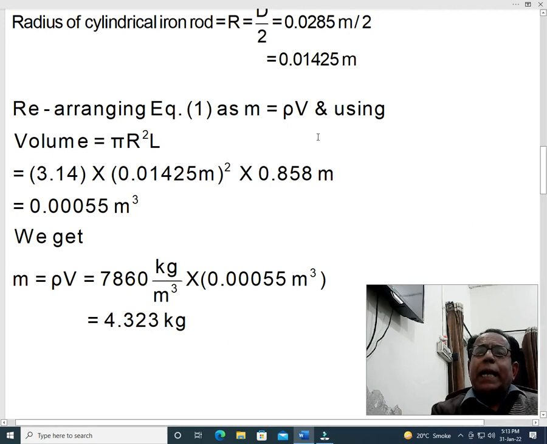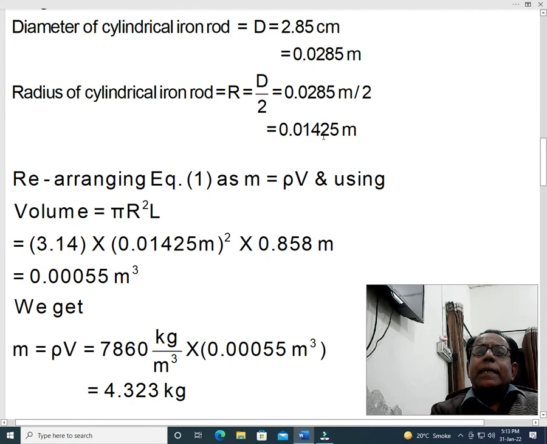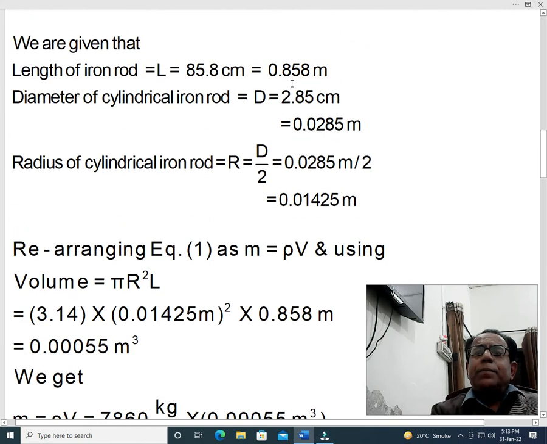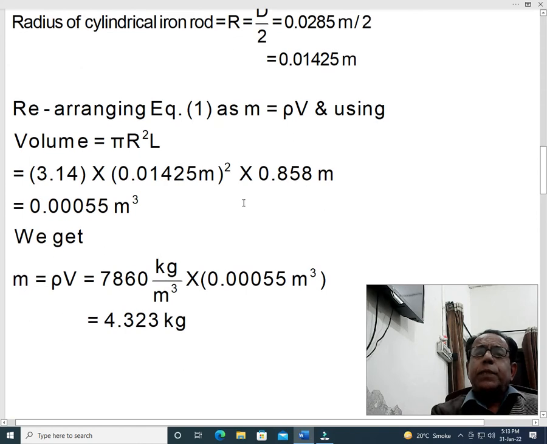Then L is again given, which is 0.858 meter. This becomes equal to 0.00055 meter cube. What is this? This is the volume, the value of V.